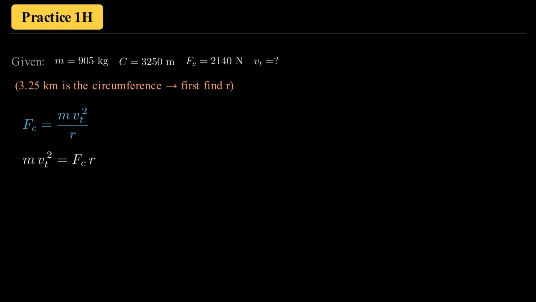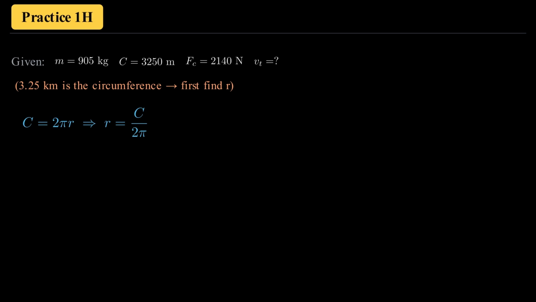So divide both sides by mass. Vt squared is going to be Fc multiplied by r divided by the mass. Now, before you solve the question, you have to first find the radius. Why? Because we need it in the equation and we only have the circumference of the circular track. Now you know that the circumference of a circle is equal to 2 pi r. We have circumference and we need to find r.